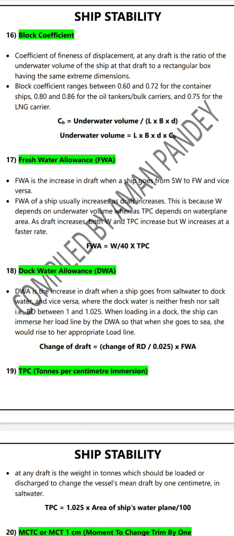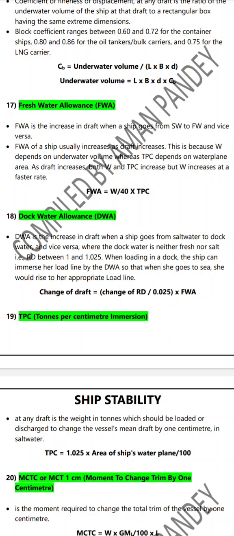Coefficient of fineness, the ratio of the underwater volume to that of a rectangular block of the same extreme dimensions. Freshwater allowance is the increase in draft when going from salt water to fresh water or vice versa. So sea water to fresh water, the draft usually increases, and from fresh water to sea water it decreases.